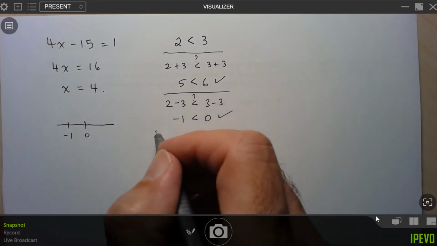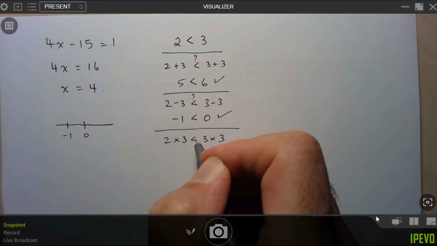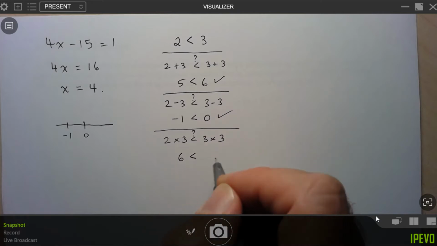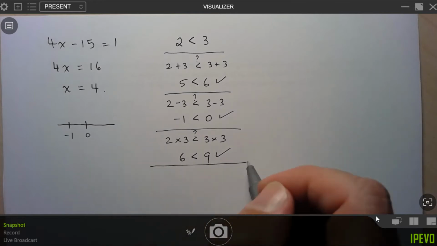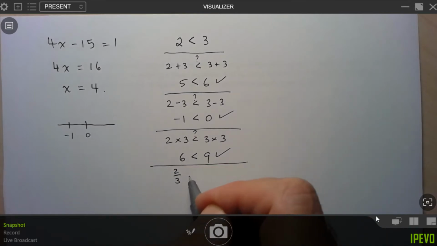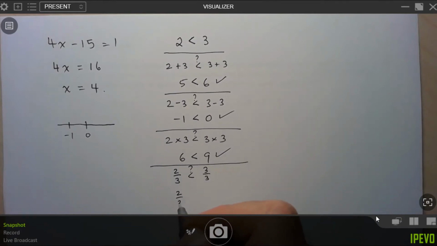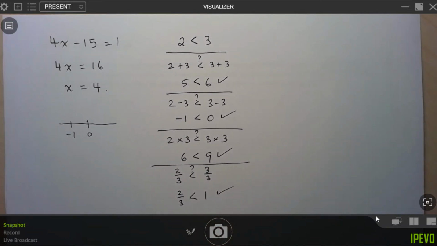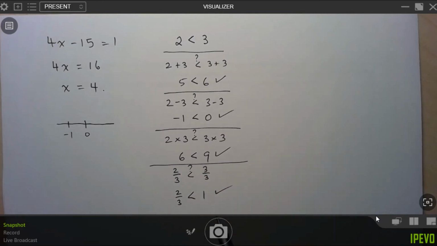So let's keep going. Let's do 2 times 3, and 3 times 3, is that inequality still holding? Well, 2 times 3 is 6, makes it bigger, but of course 3 times 3, even bigger than that. So yes, 6 is still less than 9. And lastly, let's divide. So 2 divided by 3, is that still less than 3 divided by 3? Okay, so here we have 2/3, here we have 1, and of course 2/3 is indeed less than 1. Okay, so it seems to make sense that if I perform one operation on the left and then that same operation on the right, the inequality is still going to hold.